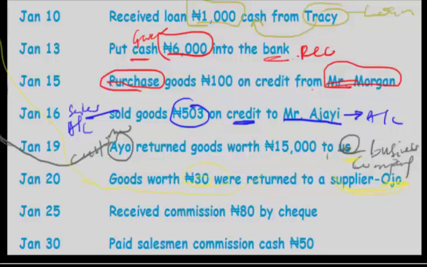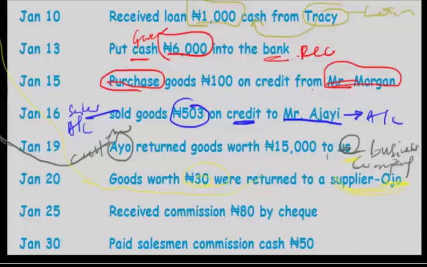So there are basically two types of returns. The first one is return inwards and the second one is return outwards. Return inwards is when a customer returns goods back to the company or to the organization, and return outwards is when the business itself returns goods back to its suppliers, maybe because of damages or anything.